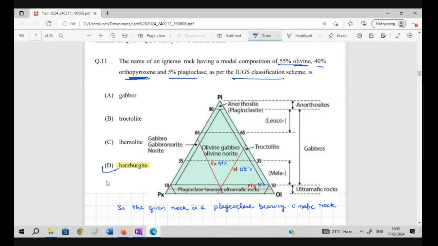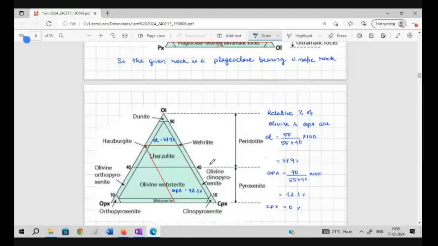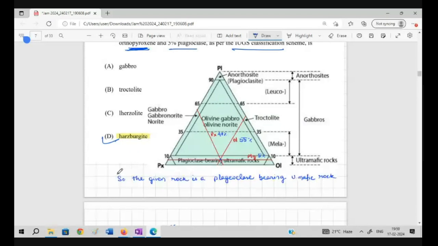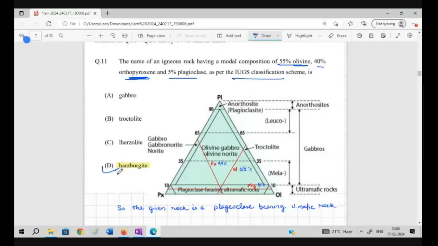Harzburgite it is. Also, we can see in the diagram. Yeah, this one. You can see here olivine is there, here orthopyroxene is there, and here clinopyroxene is there. You can see in this triangle diagram, here harzburgite is plotted, since it is enriched with olivine and orthopyroxene. A very minor amount of clinopyroxene and plagioclase is there, but more than 90% of this harzburgite is constituted of olivine and orthopyroxene. Could you get it? Yes, sir.